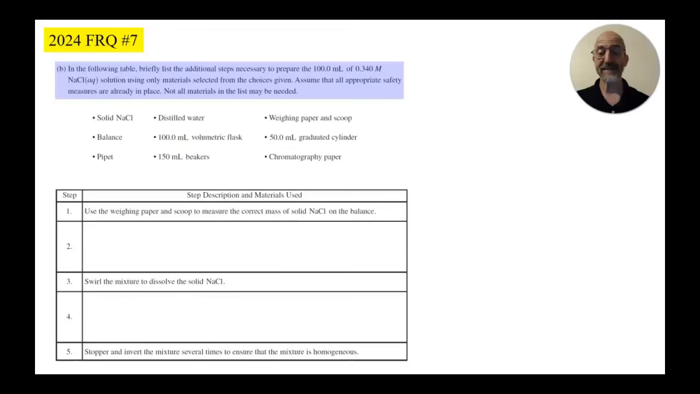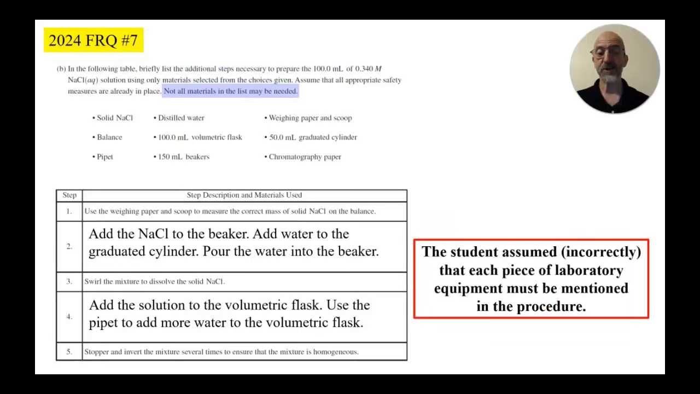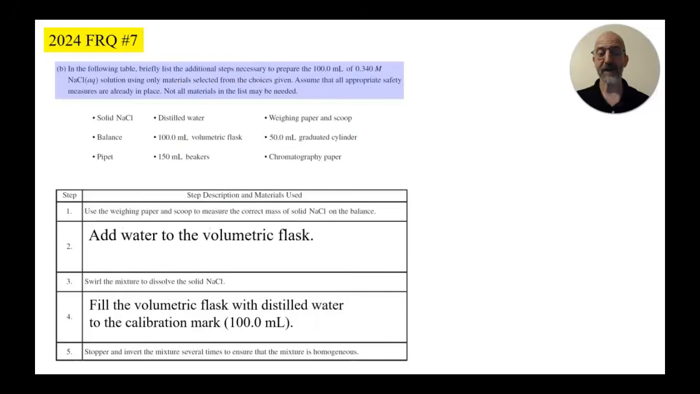Look at what this student did. I think they were operating under the assumption that they had to use each piece of laboratory equipment in their procedure. So they mentioned a beaker, a graduated cylinder, a volumetric flask, a pipette. But it says clearly not all materials in the list may be needed. So let's go ahead and look at the volumetric flask. Looks like they fill the volumetric flask with distilled water to the calibration mark.